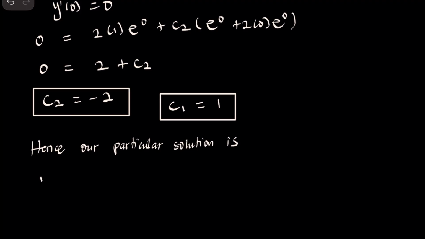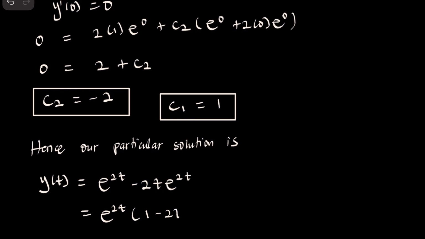Hence, our particular solution is y of t is equal to c1, which is 1, e exponent 2t plus c2, which is now minus 2 times t e exponent 2t. We may choose to factor out e2t, so that's e2t out 1 minus 2t. So this is our particular solution.